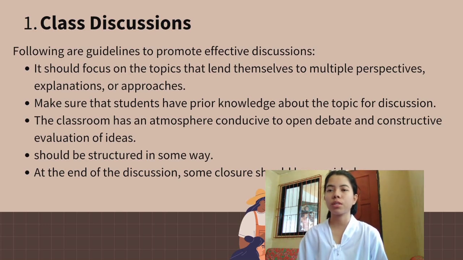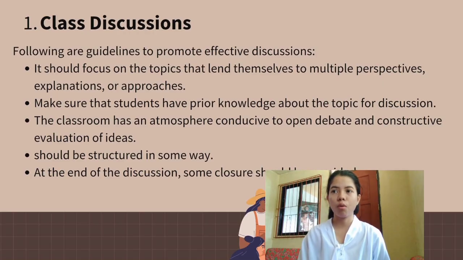It should focus on topics that lend themselves to multiple perspectives, explanations, or approaches. For example, in terms of literature, students are lent multiple perspectives and explanations or approaches in understanding literature. Next, make sure that students have prior knowledge about the topic or discussion. Then the classroom has an atmosphere conducive to open debate and constructive evaluation of ideas.